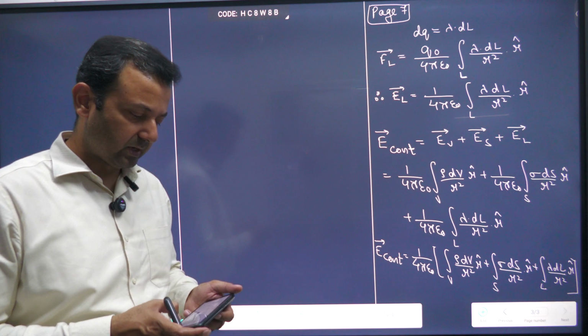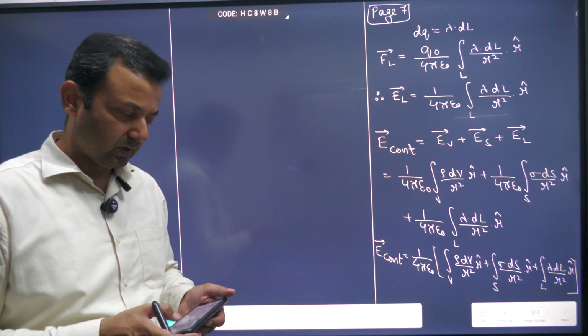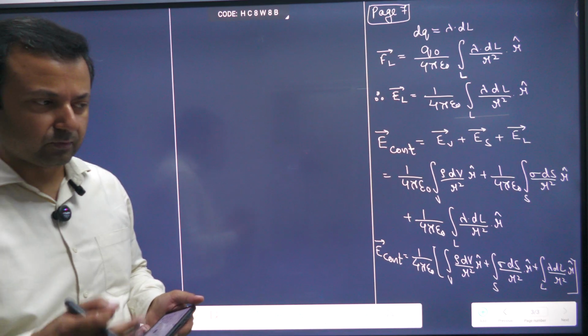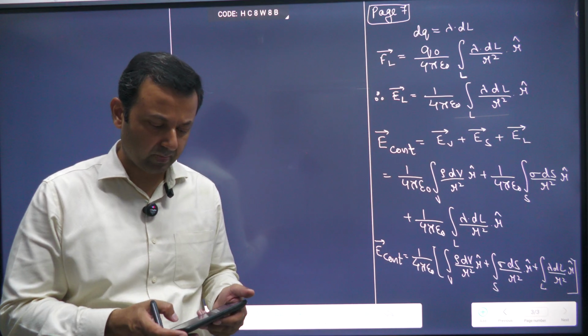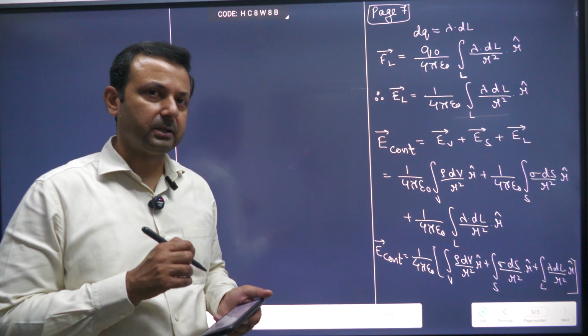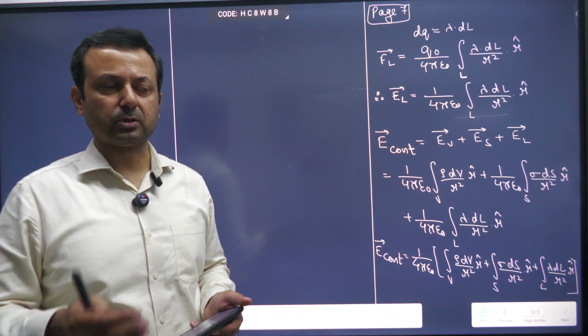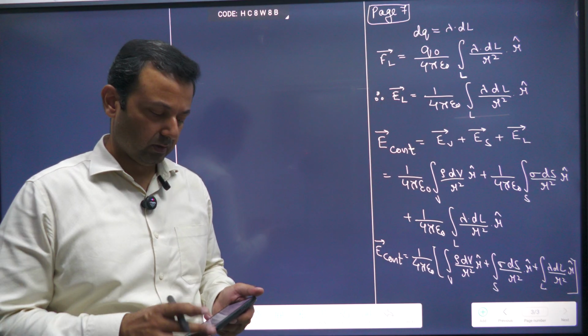And let's leave this numerical for a while because it is a very big numerical. So it will take some time. So let's leave this numerical for 1 or 2 classes. After 1 or 2 classes, I will come to this numerical also, because before understanding this numerical, we have to understand Gauss law. So first of all, I will do Gauss law, then I will come back to this numerical.